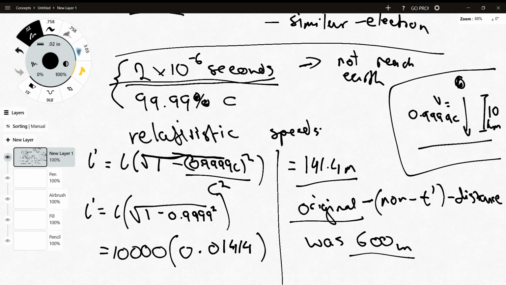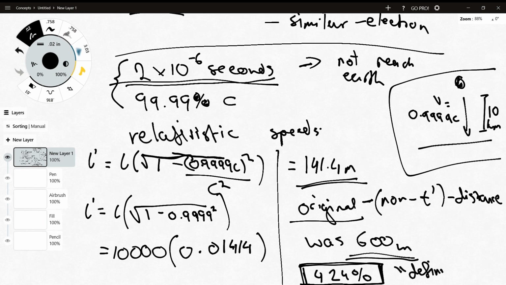Yes, it does. Now looking at it, the muon under non-dilated time will exceed the range at which it must travel by 424%. That is 600 meters over 141.4 meters. 424%. A similar or the same factor by which it would definitely reach the ground under dilated time.